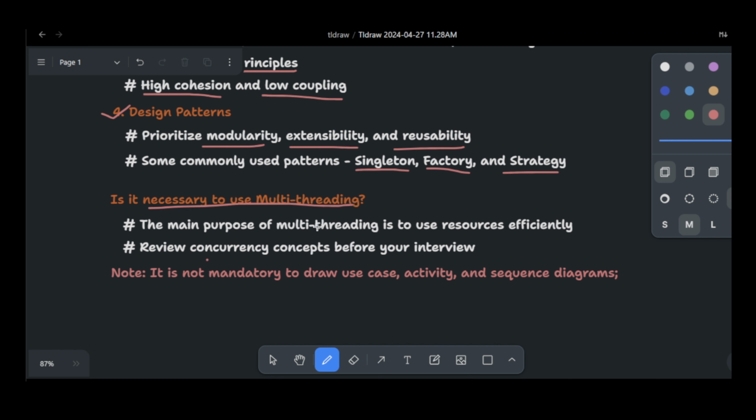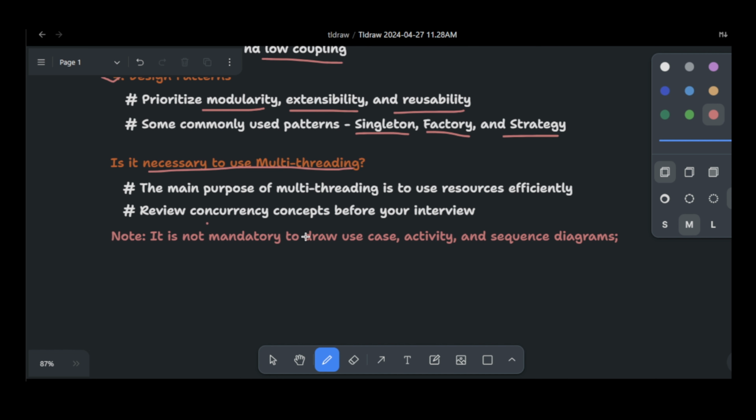Is it necessary to use multi-threading? Interviewers often ask candidates to make their design multi-threaded, usually towards the end of the interview. This helps them assess how well you can apply concurrency concepts to a problem. The main purpose of multi-threading is to use resources efficiently. You need to identify how to break your code into independent tasks that can run concurrently. For example, in a chat application, you might have one thread for handling incoming messages while another thread handles outgoing messages. It's a good idea to review concurrency concepts before your interview to ensure you are prepared.